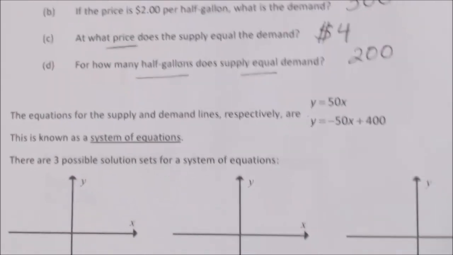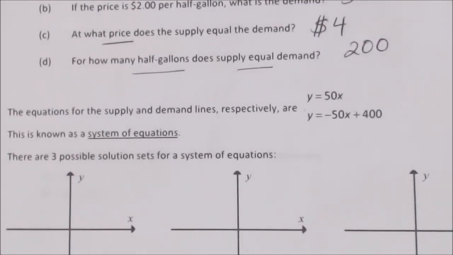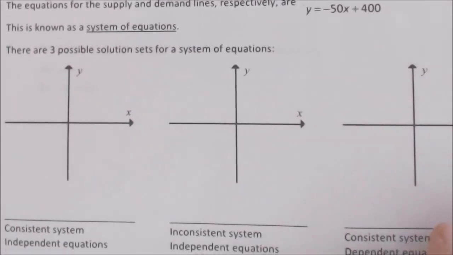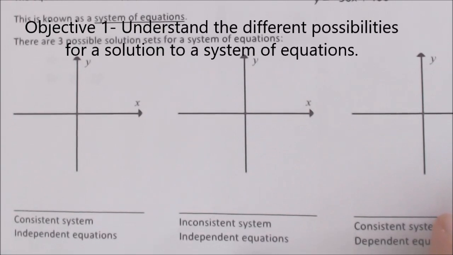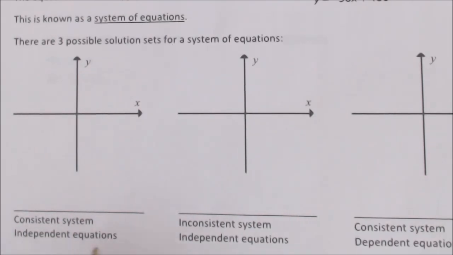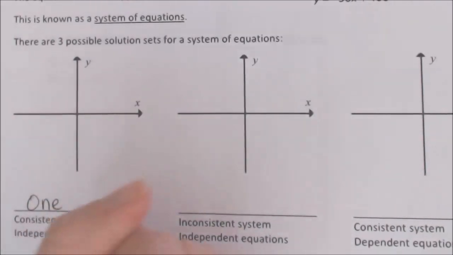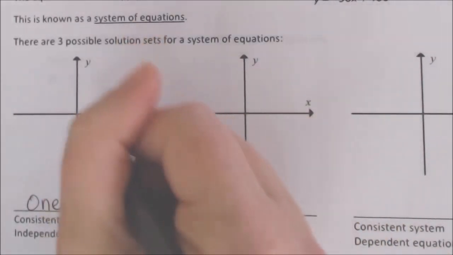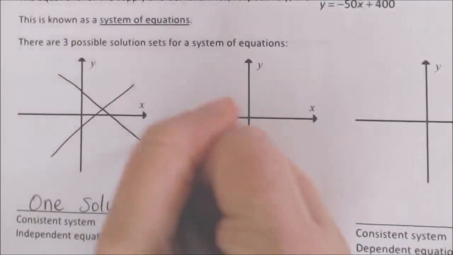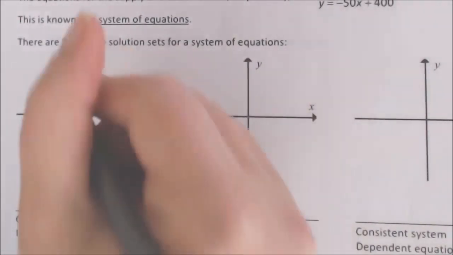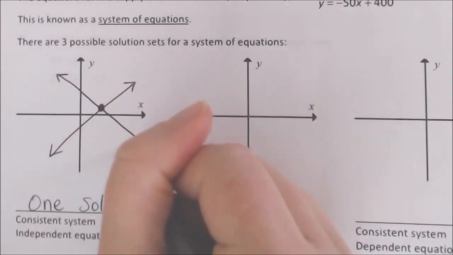When we work with a system of equations, there are three possible scenarios that could occur. The first scenario is that we have a consistent system with independent equations, and that's what we had in the last example. When you have a consistent system and independent equations, that's the scenario where you get one solution. That would be one individual unique point where, say, the two lines intersect. There's a simple example of a consistent independent system right there.